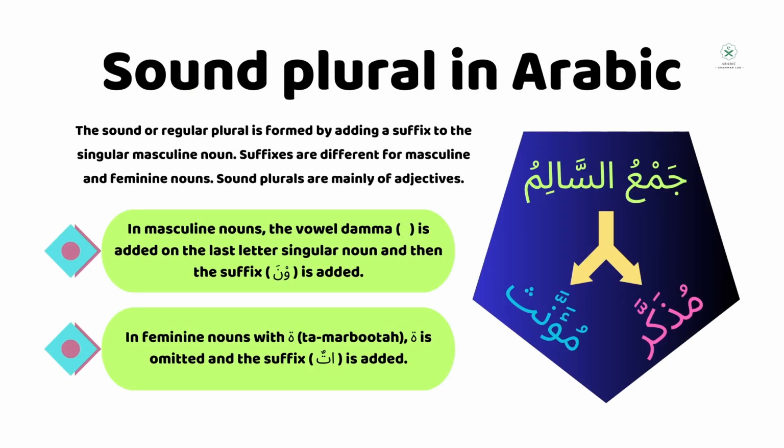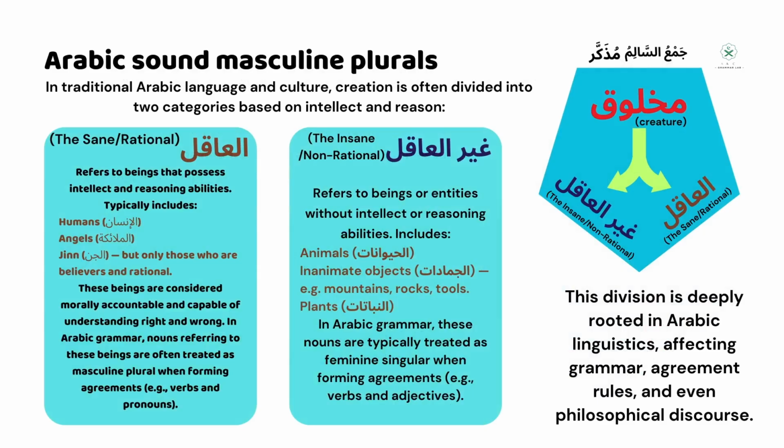Sound plural in Arabic. The sound or regular plural is formed by adding a suffix to the singular noun. Suffixes are different for masculine and feminine nouns. Sound plurals are mainly of adjectives. In masculine nouns, the vowel damma is added on the last letter of the singular noun, and then the suffix una is added. In case of feminine nouns with ta marbuta, the ta is omitted and the suffix atu is added.